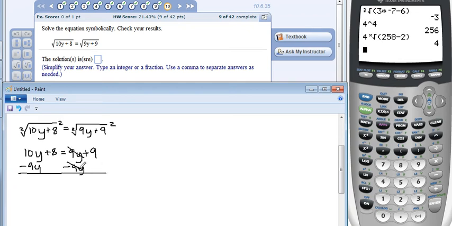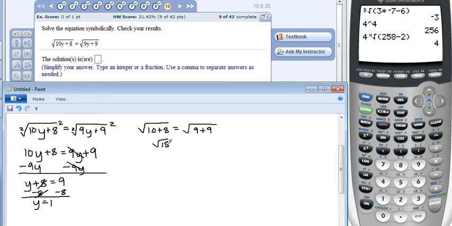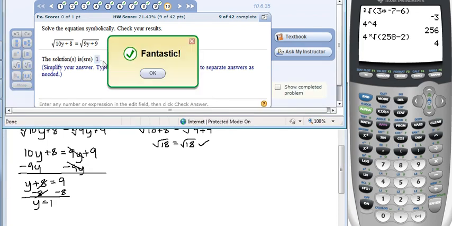Gather my y terms. You're all going, no, that's quite all right. Y plus 8 is 9. Subtracting my 8 across. Y is 1. Well, does it work? If I put a 1 in here, I get the square root of 10 plus 8, because 10 times 1 is 10. And if I put a 1 on the other side, 9 times 1 is 9. This is the square root of 18. This is the square root of 18. That's a true statement, so that works. So we have 1.